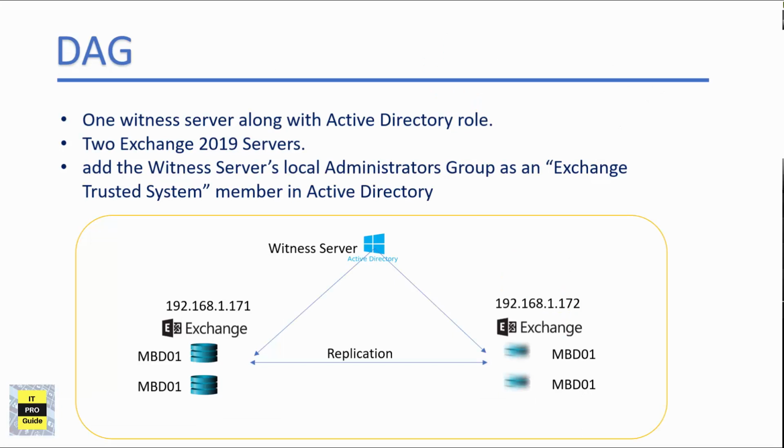In this demonstration, I'm going to show you how to configure a DAG for Exchange Server 2019. We have two node members and we need one file share witness server. For this file share witness server, we will use our Active Directory. So one witness server with the Active Directory role and two Exchange Server 2019. When we start the DAG configuration, the first thing we're gonna do is add the witness server's local administrator group. Here it is an Active Directory server, so add Exchange Trusted Subsystem as a member in Active Directory.